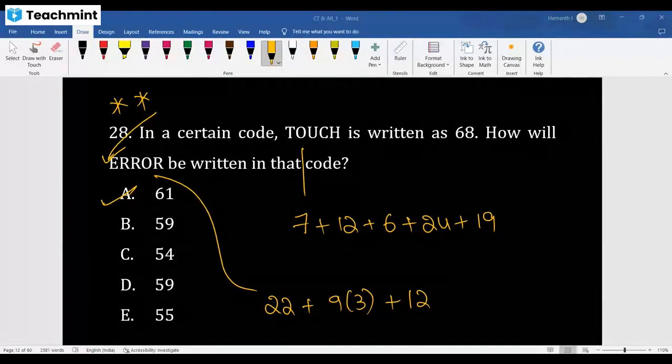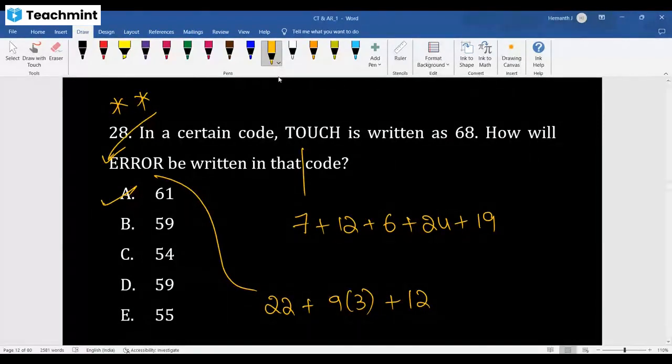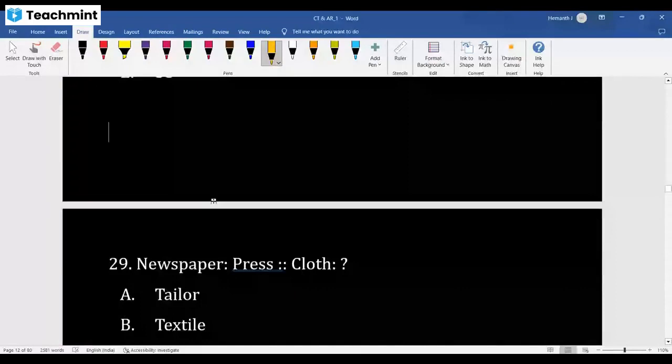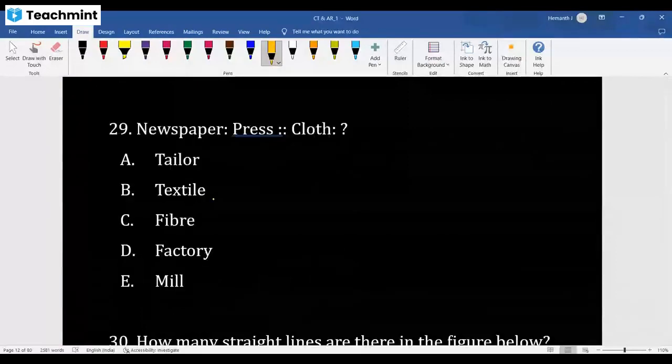Good to see few people given logics. Excellent. See the next one here. Analogy, they are giving like this.